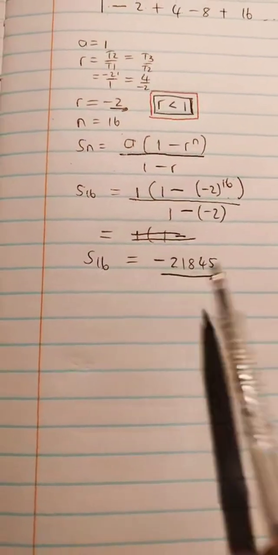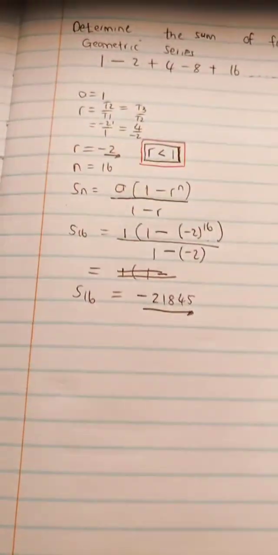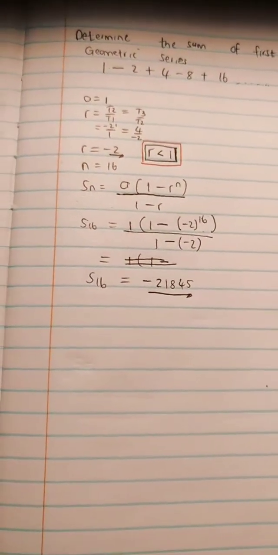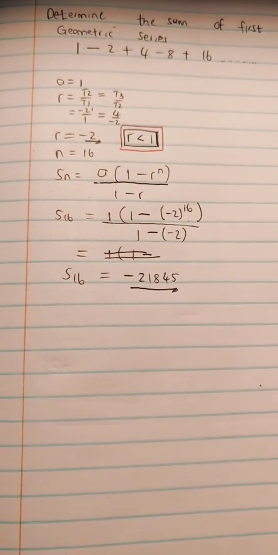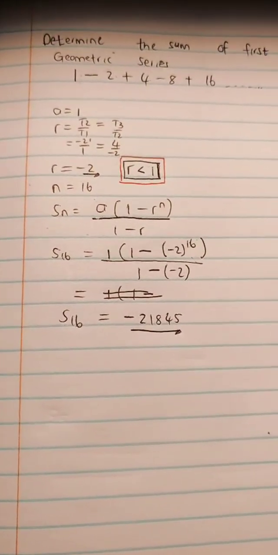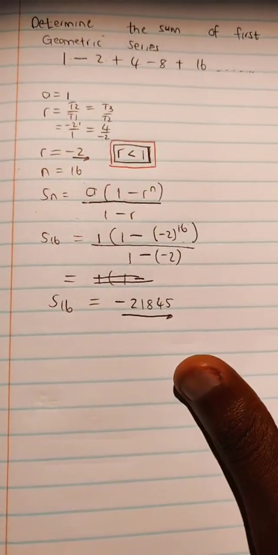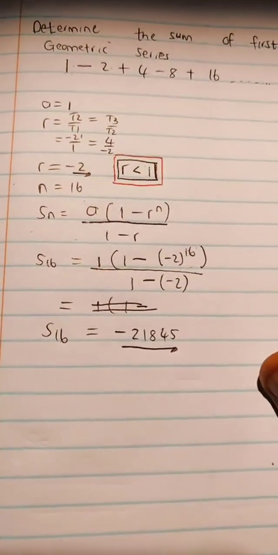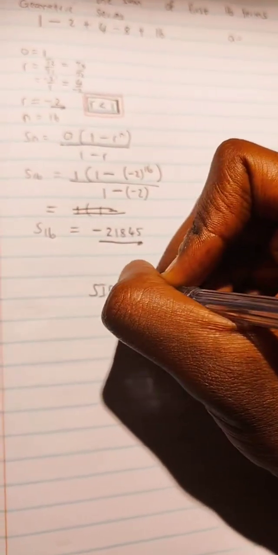S to the power 16 is equal to that. We found the sum of the first 16 terms for our geometric series. So guys, this thing is not a problem. I hope you are okay now. I hope all is well. Let us move on.